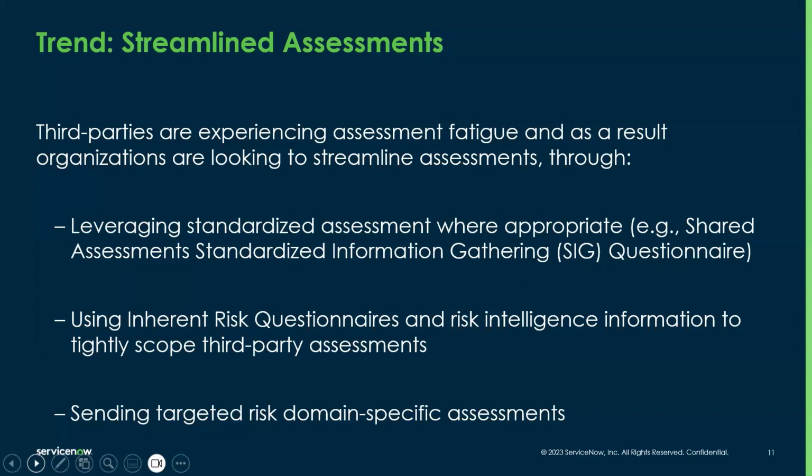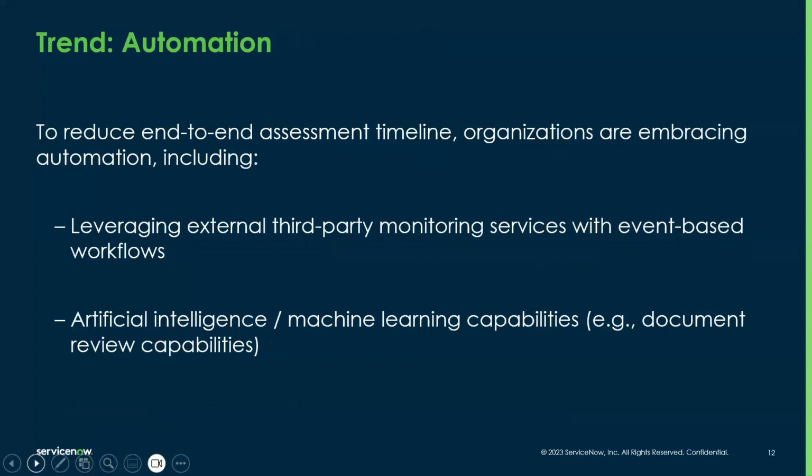And then leveraging risk intelligence from third-party integrations like MasterCard RiskRecon or BitSight or others can help expedite this process. Speaking of expediting the process, automation is key. Reducing that end-to-end assessment timeline helps organizations make smart decisions on whether to move forward with a third party or not. And there are a lot of ways the clients have started to leverage automation.